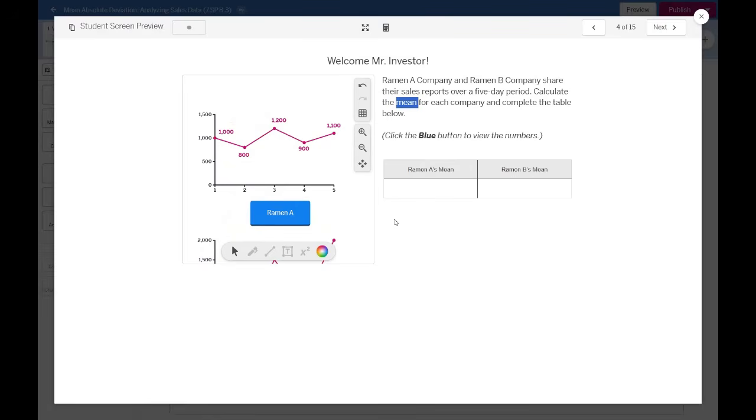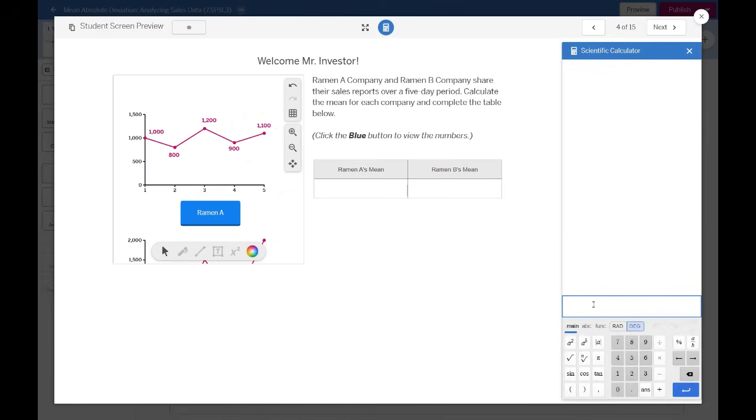We have the different numbers, 1,800, 1,200, 900, and 1,100. Based on this data, we can use our calculator and solve for the mean. First, we need to add all the numbers. Then we divide it by the total number of data that we have. So 5,000 divided by 5 is equal to 1,000. Therefore, the mean of Ramen A is 1,000.